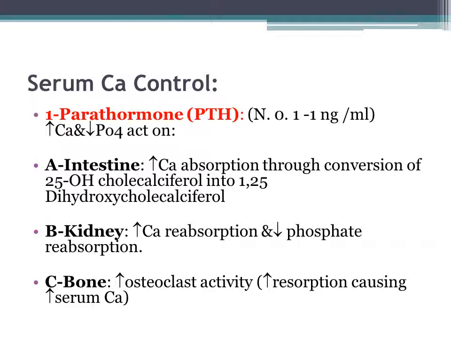How does the parathyroid hormone control calcium level in our blood? It acts by increasing the calcium and decreasing the phosphorus. It increases the calcium by its action on intestine, kidney, and bone. On intestine, it increases the calcium absorption through its role in activation of vitamin D. In the kidney, it increases calcium reabsorption and decreases phosphate reabsorption. And on bone, it increases osteoclastic activity, which increases resorption of bone, increasing the calcium level.